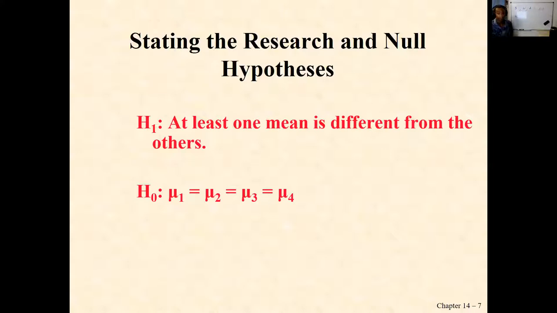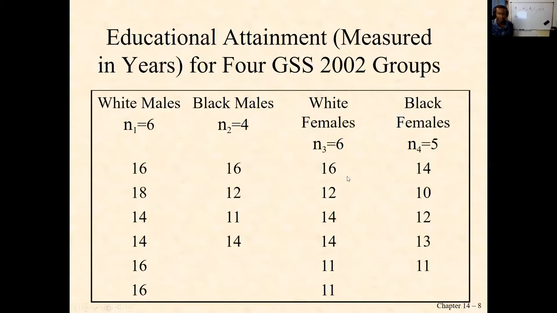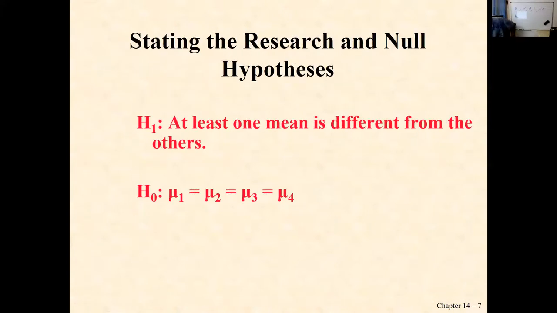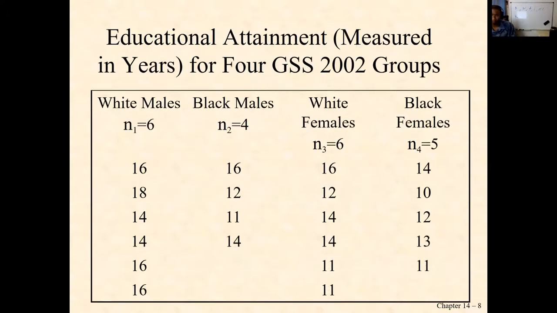So that's how you go about stating the research and the null hypothesis for the ANOVA procedure. Like I said, it's a pretty big limitation, but if you have more than two samples, this is what you're going to be using.